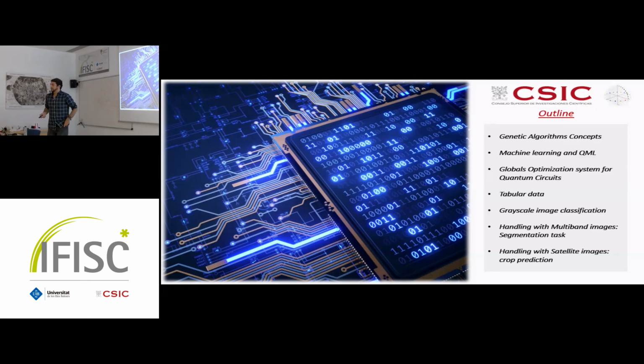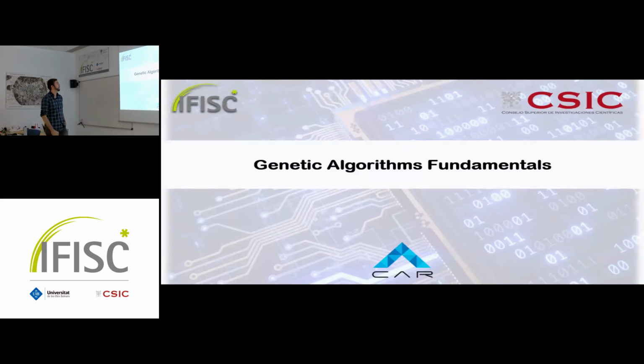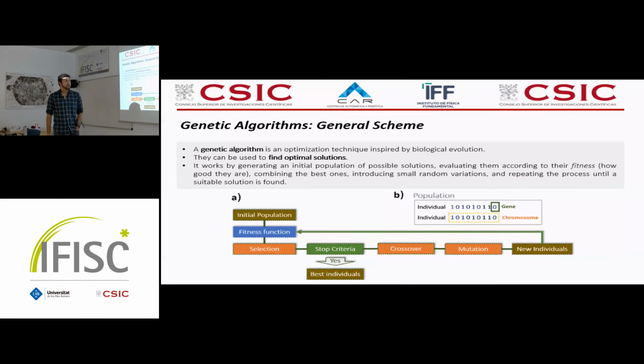So let's do it. Well, what are genetic algorithms? It's an optimization technique that is inspired by biological evolution. So we have some genetic operators like selection, crossover, and mutation, as in society and all the evolution of Charles Darwin. And the goal is to find the optimal solutions for a task, a very defined task. So this is the general scheme that we can get in our genetic algorithms.